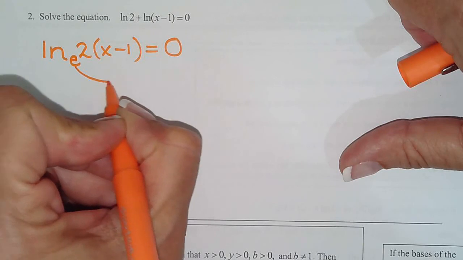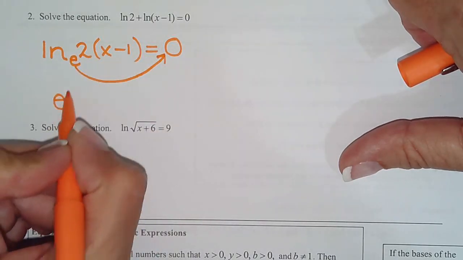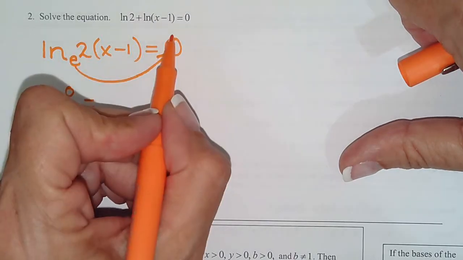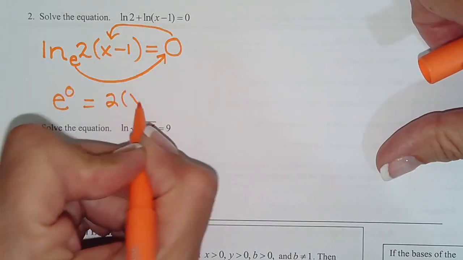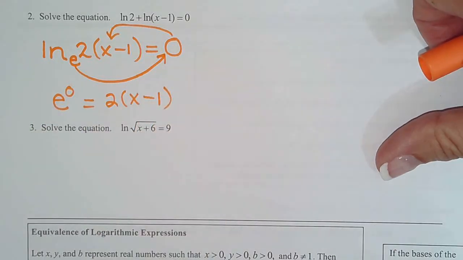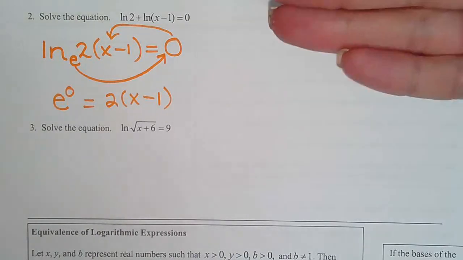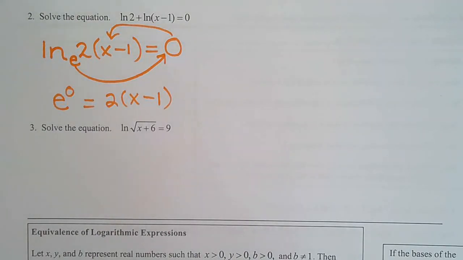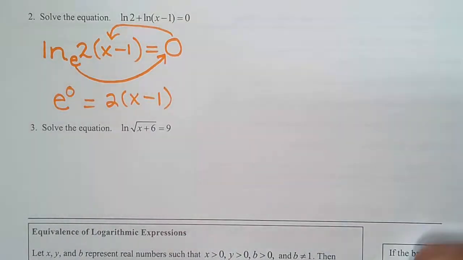So loop and swoop produces e to the 0th equals 2 times x minus 1. So that was easy, right? But now can I solve it? Look how easy it is to solve. But when it's a log, I have no idea how to solve it. But now that it's an exponential with no log in sight, boom, anything to the 0th is 1. I distribute, solve for x. Done. After I check, of course.